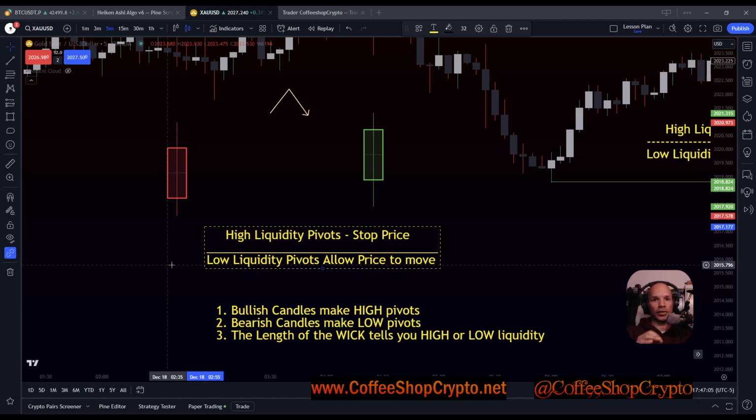High liquidity areas stop price movements. Low liquidity areas allow price to move through them. So think of liquidity like this. Liquidity is the interest of the product that you sell.